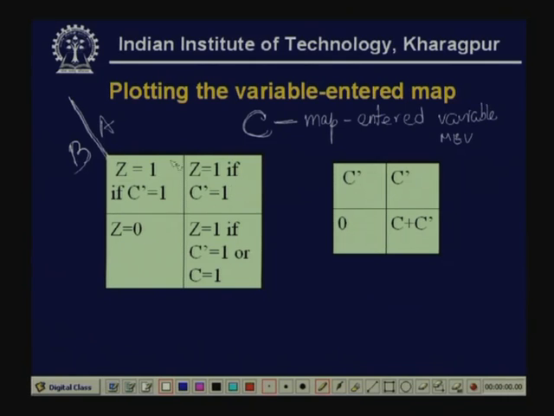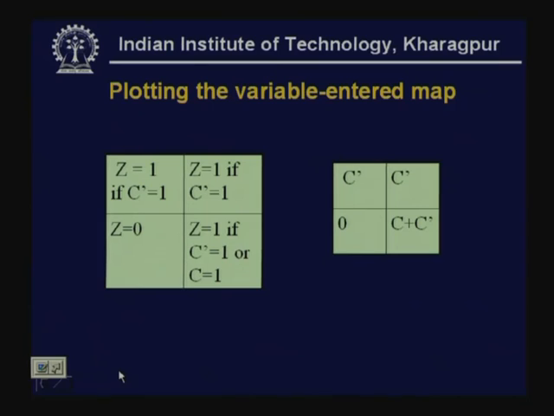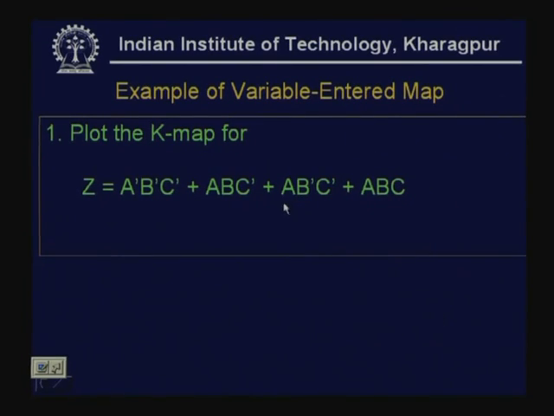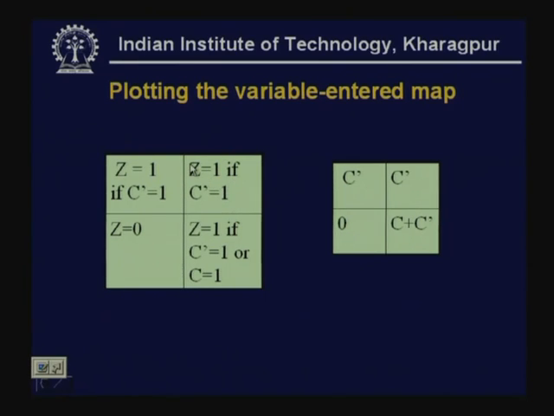Now, this is my A term. So, this is my A B dash. Now, z equal to 1 if C dash equal to 1. That means if some A B dash C dash min term is there, we check whether it is there or not. See A B dash C dash, A B dash C dash. So, that min term is there. So, this is z equal to 1 if A B dash C dash term is there.